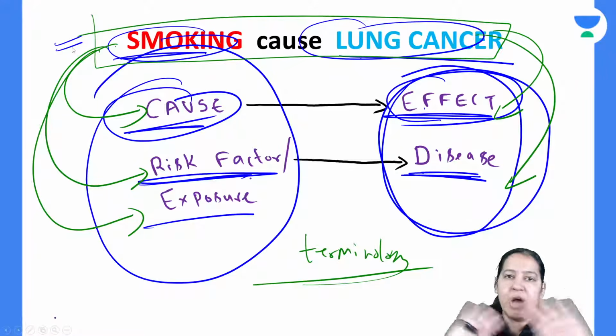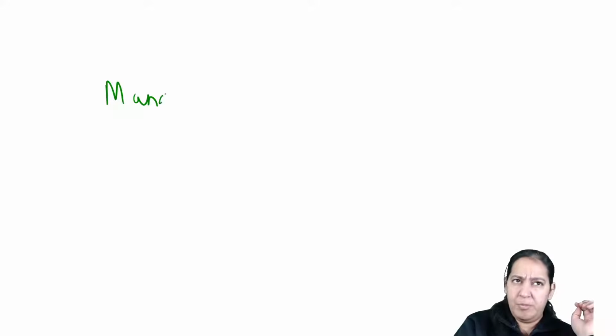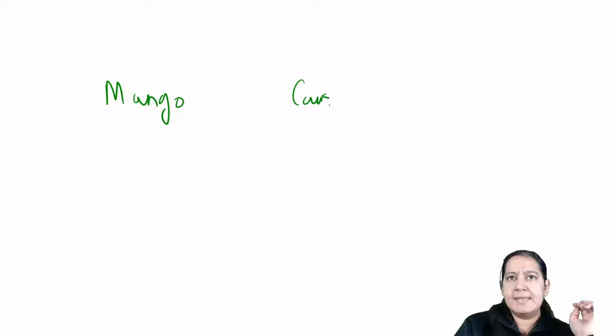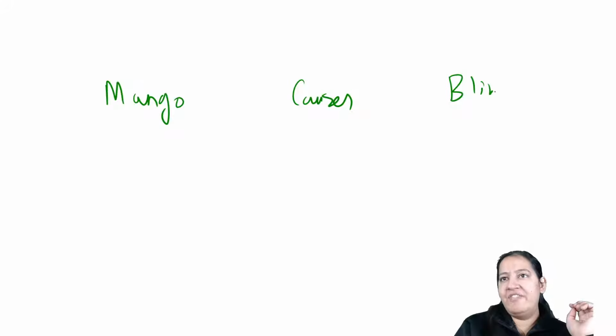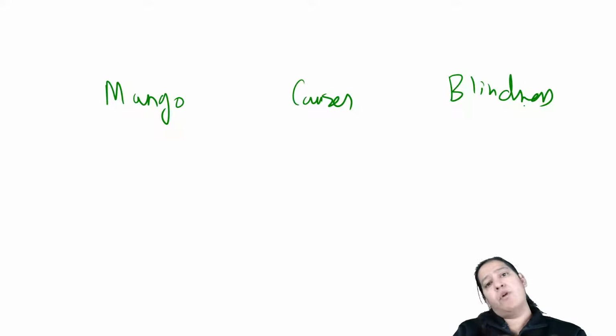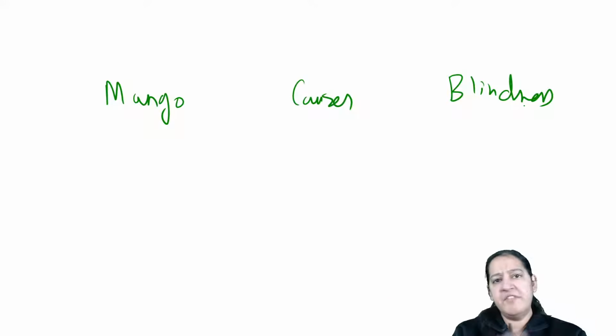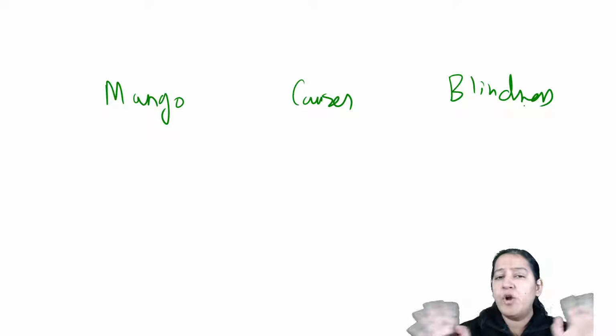Without that, suppose I propose a theory: mango causes blindness. Do you believe mango causes blindness? No one will believe it. But I think I have observed it. So what will you say? Ma'am, prove it. If you think so, just prove it. Then it will be published in the books, and then we will believe it. We will not believe you verbally.